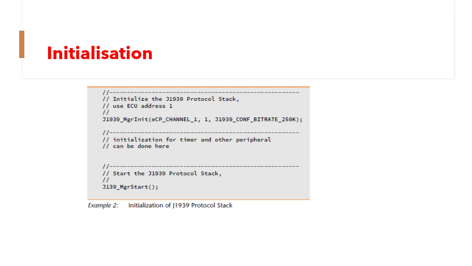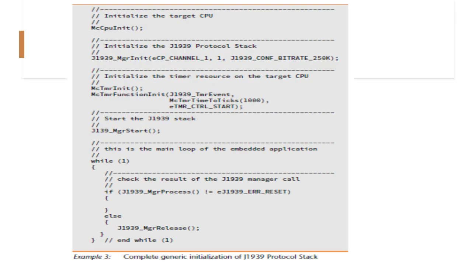Additional functions for the microcontroller and timer are provided by the microcontroller library, that is MCL. They are shown for a better understanding of the following code example. Let's go through that code example. Here you see initialize the target. This is how we go with the complete generic initialization.